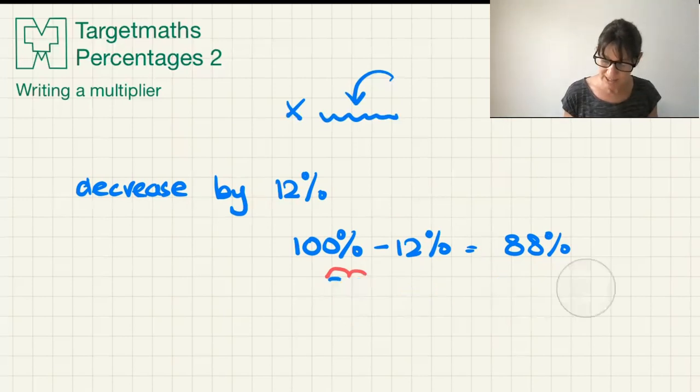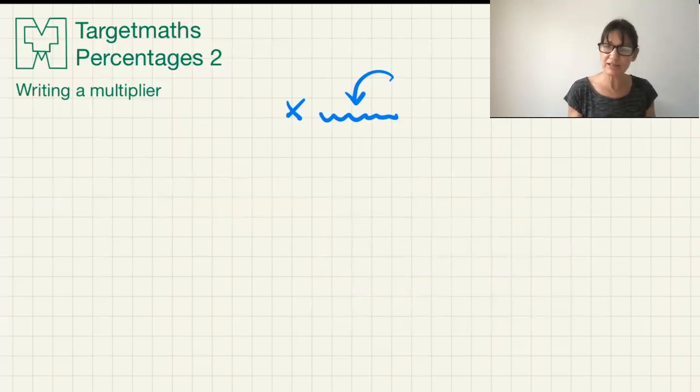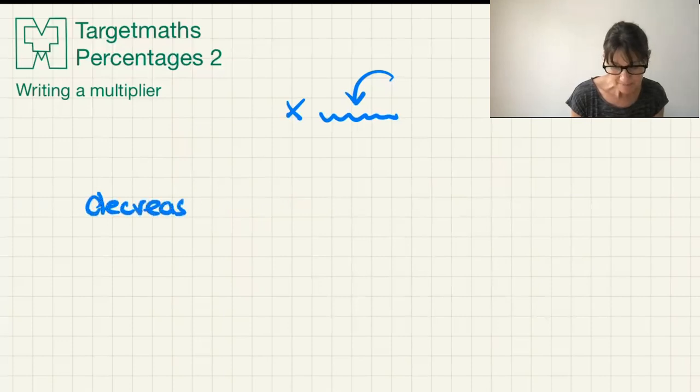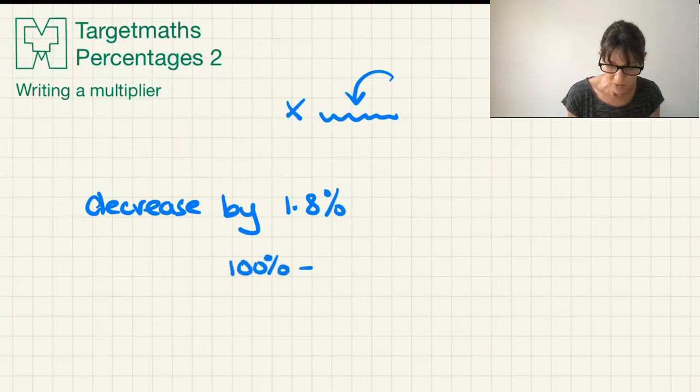So one more decrease. It's the same as increase. The only thing that's different is that you take away and not add. So decrease by, let's do a decimal this time, 1.8%. So you're going to do your 100%, take away 1.8%. Now, like I say, these are normally on calculator papers. So you don't have to be really good at this piece of maths, because you'll probably be able to just put it straight into your calculator anyway. It is 98.2%.